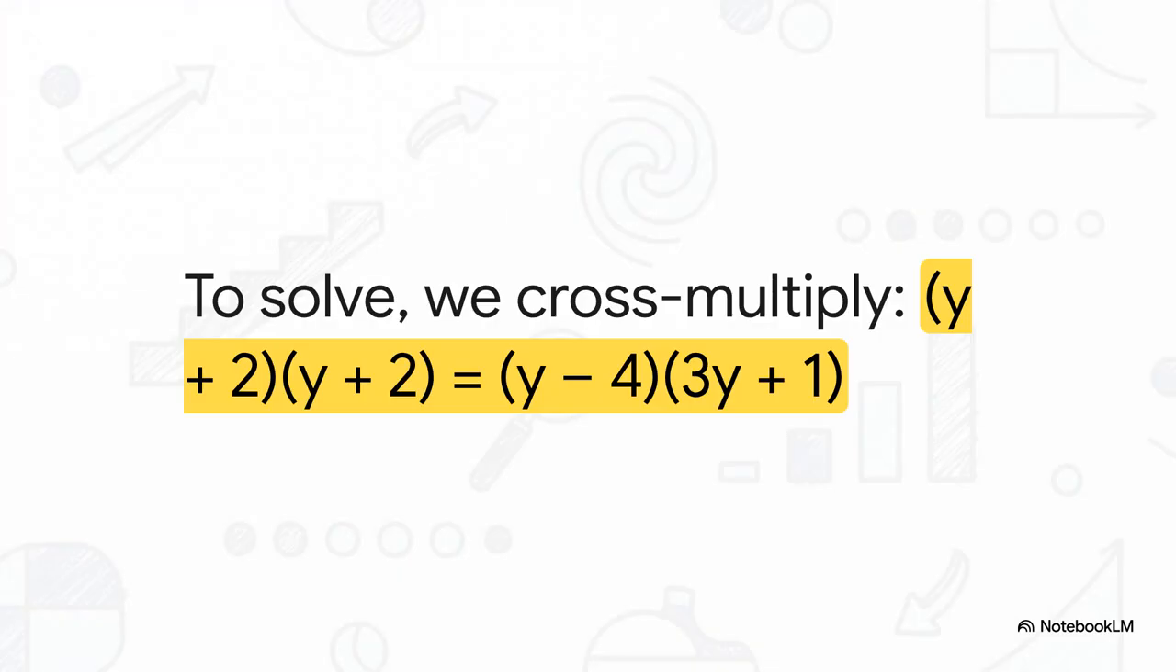To solve an equation that looks like this, the best thing to do is get rid of the fractions. And we do that by cross-multiplying. So we multiply the top of the left by the bottom of the right, and the bottom of the left by the top of the right. This is a really important move that gives us a much cleaner equation to work with.